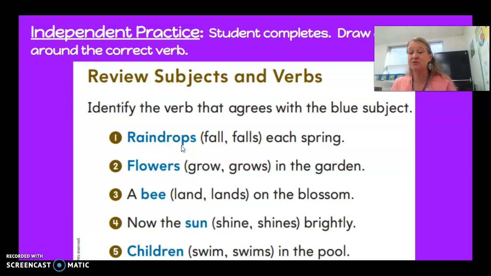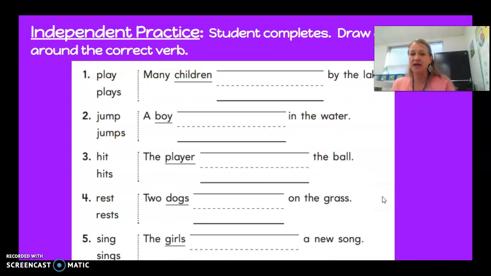They tell you what the subject is. If it's raindrops, is that one or more than one? More than one. So remember, if it's more than one, you don't add S. So you are just going to circle the correct verb that makes sense and agrees with the subject. Raindrops fall each spring, or raindrops falls each spring. Okay? I think you have the hang of this.